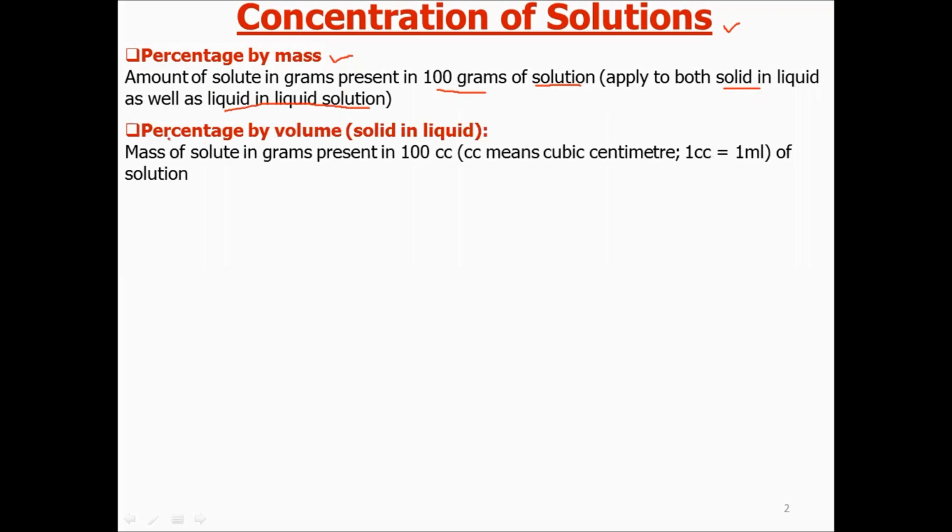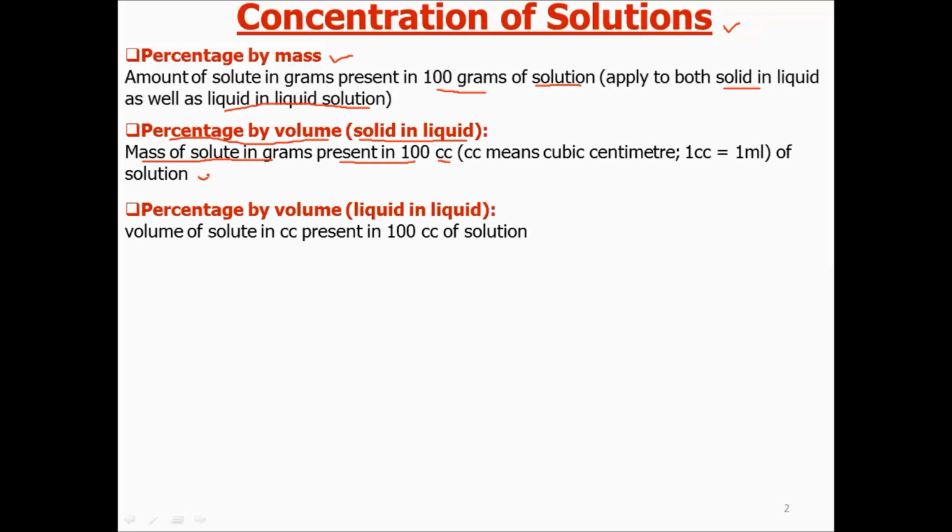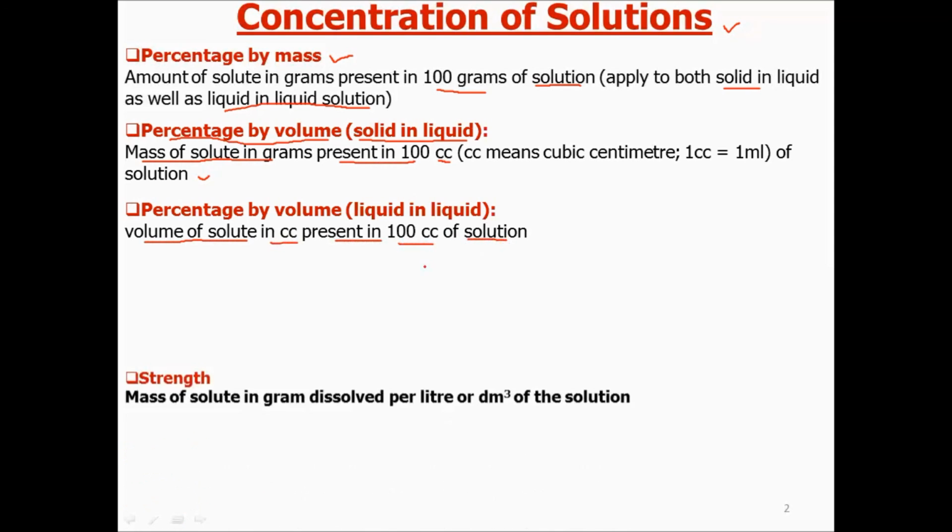Next is percentage by volume. This is the next method by which we can express the concentration, but it has a different meaning for solid in liquid solutions, which states the mass of solute in grams present in 100 ml (cc means cubic centimeter, which is equal to 1 ml) of solution. But for liquid in liquid solutions, the definition is the volume of solute in ml present in 100 ml of solution.